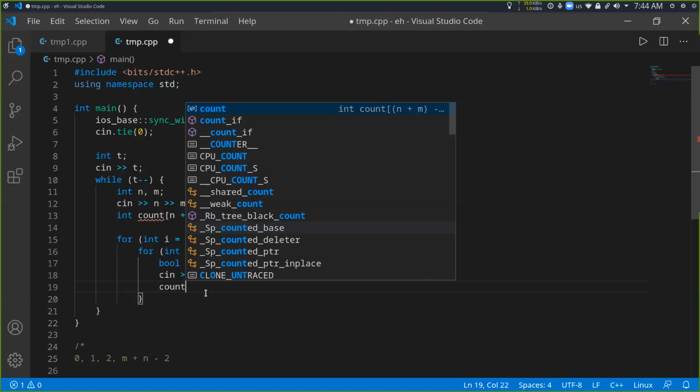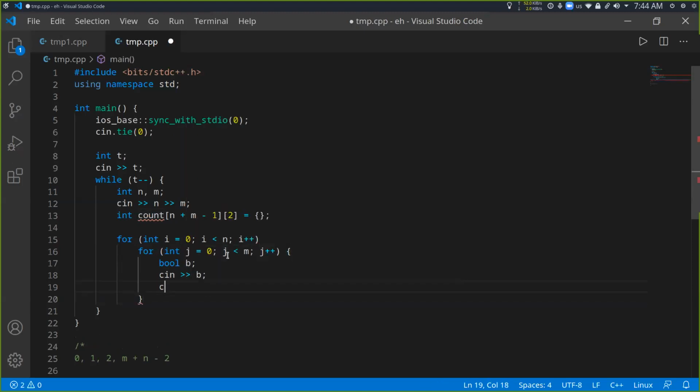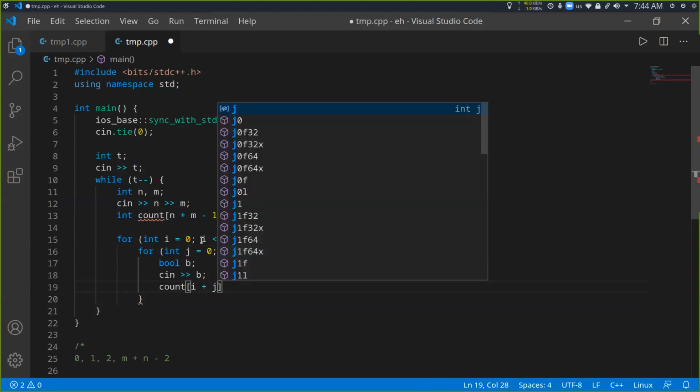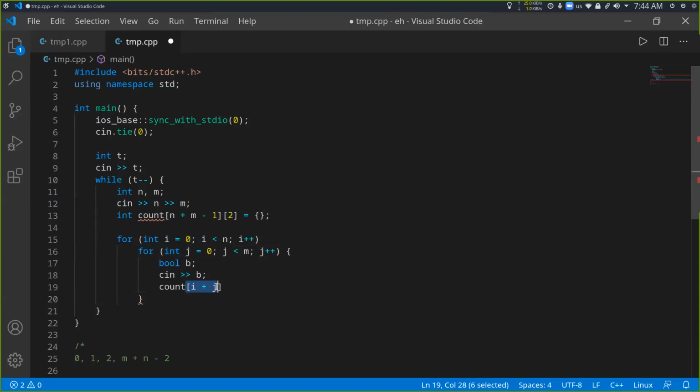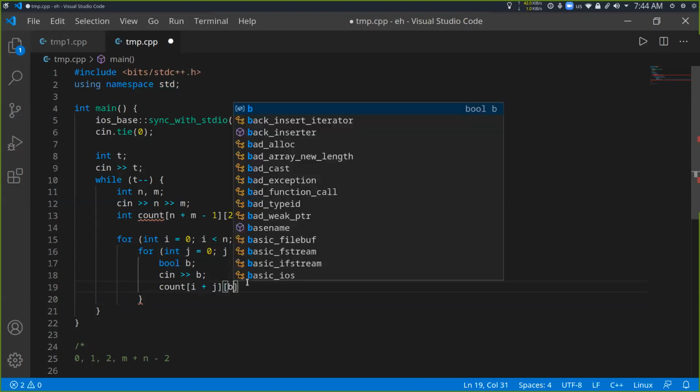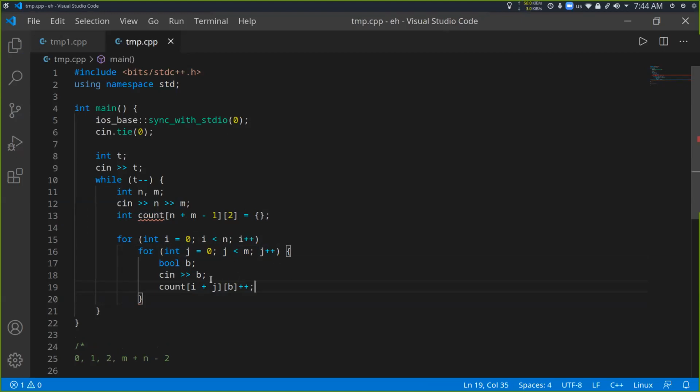If b is 1, then I want to increase count of i plus j, where i is the row number and j is the column number. So I'm accessing the diagonal i plus j: count of i plus j of b plus plus. That's it. If b is 0, I'm adding 1 to the number of zeros. If b is 1, I'm adding 1 to the number of ones. It's not that hard.